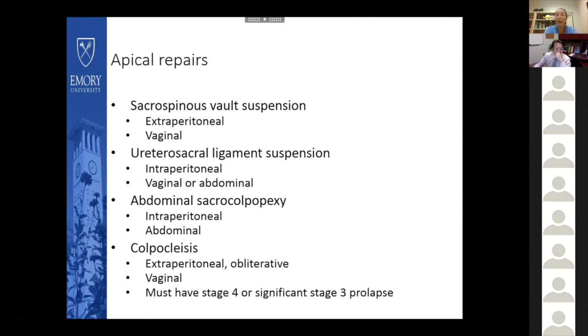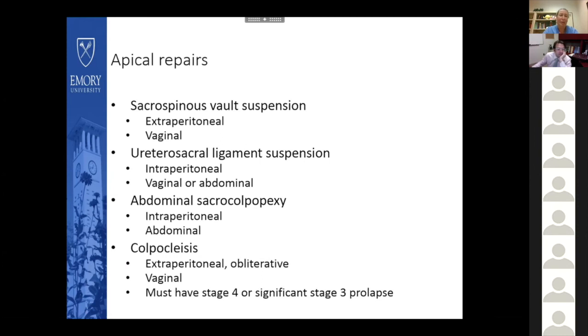So when I do one of these, I ask one of the urogyns, Dr. Northington, who does a lot more of these than I do, to be available to help me because I'm just not as comfortable doing them. Uterosacral vault suspensions, I do them all the time. So they're my go-to one.